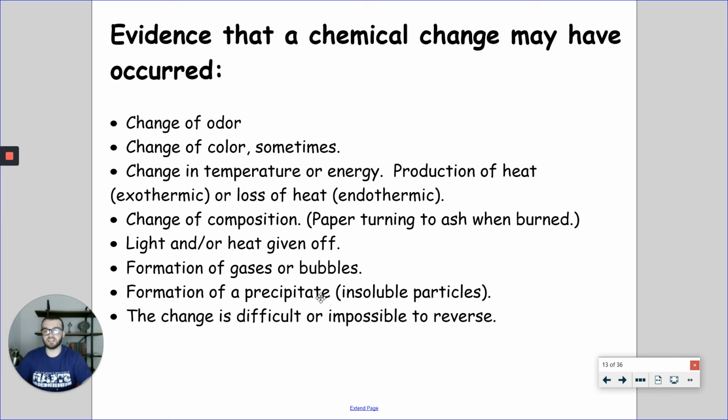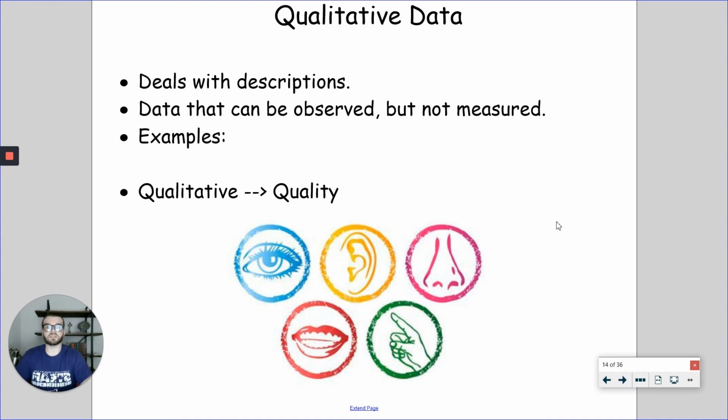Formation of a precipitate. We'll talk about that. That just means some growthy kind of solid forming at the bottom of a mixture. Okay, the change is difficult or impossible to reverse. When you set something on fire, it's kind of hard to get it back. Okay, let's talk about the last couple things here.